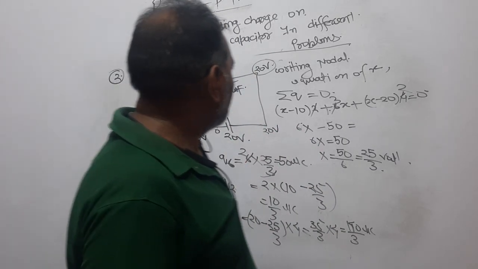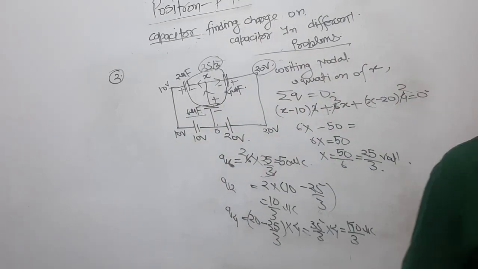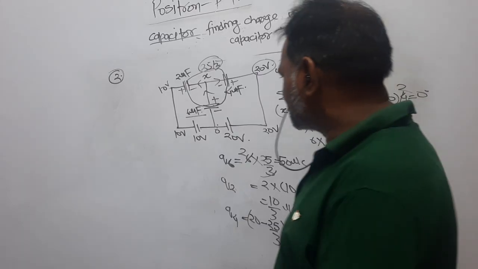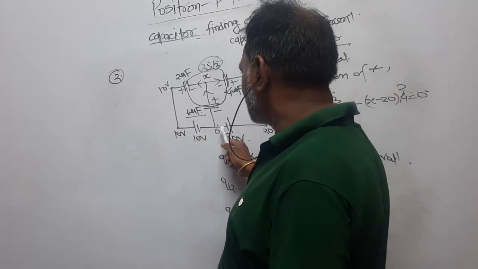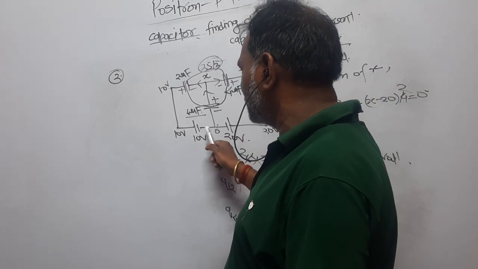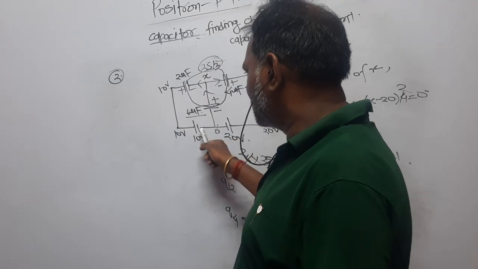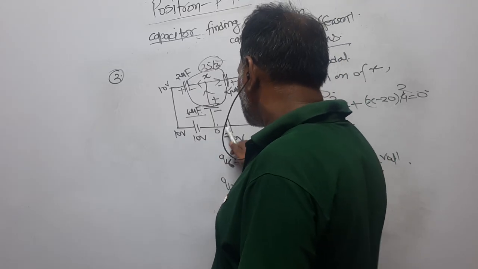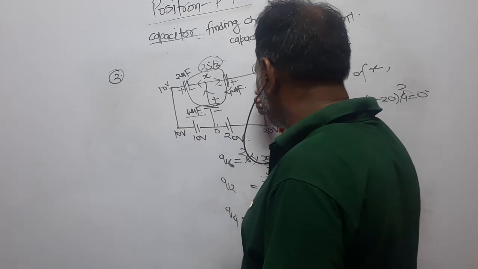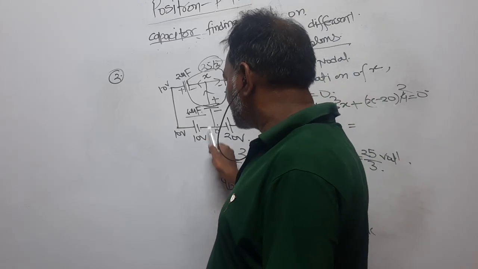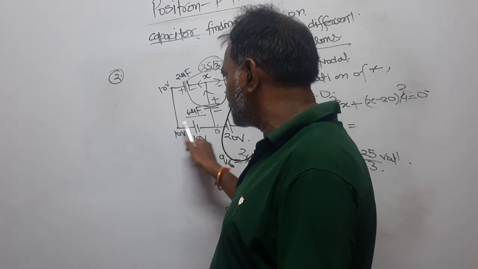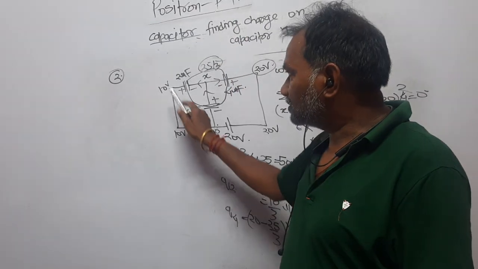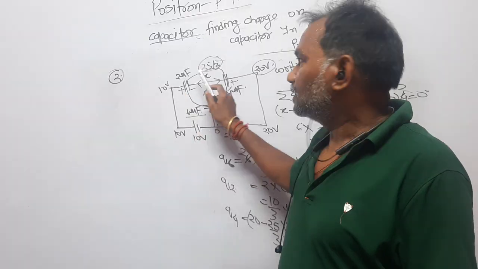In this way, we find the charge on all the three capacitors using the nodal equation. We find the value of x, because this was a common point for the lower potential of these two cells. So I have considered it 0, because it is 20 volt. So here it would be 20 volt. Here it is 10 volt potential difference, so here should be 10 volt.